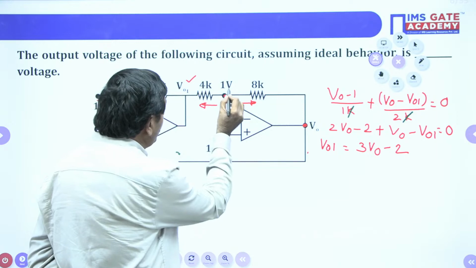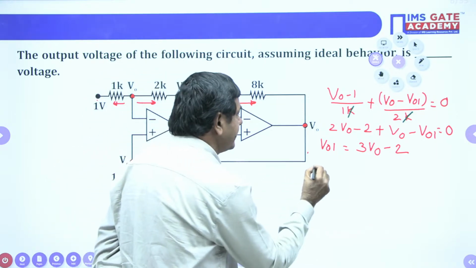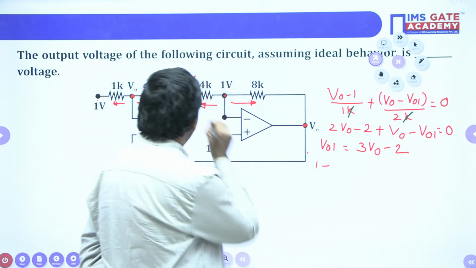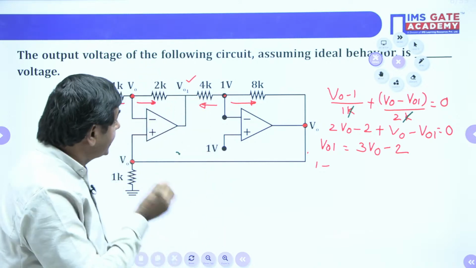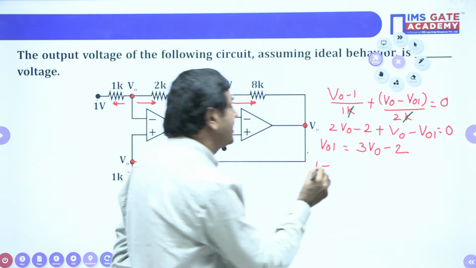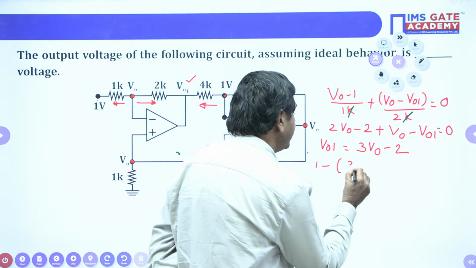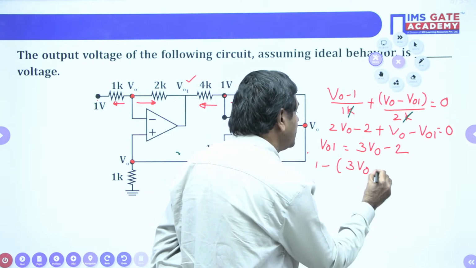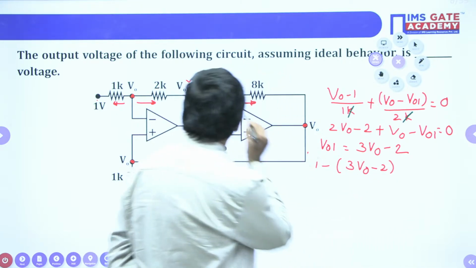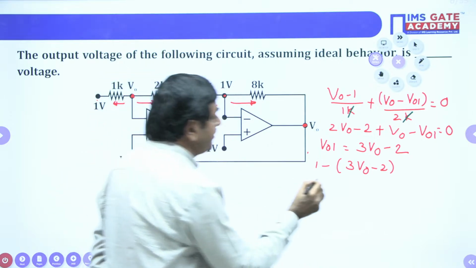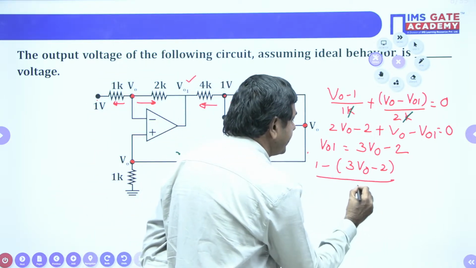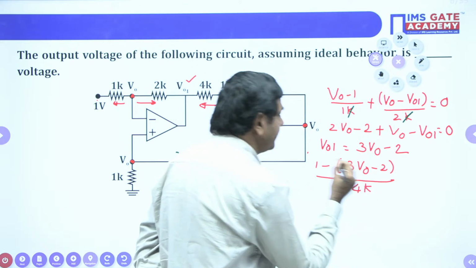This side current means 1 minus V0. I want to take 1 minus V01. V01 is nothing but 3V0. I can write 3V0 minus 2. This minus this, divide by 4K. I can put here now.